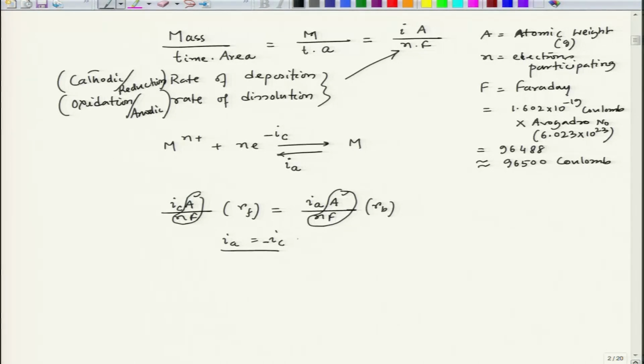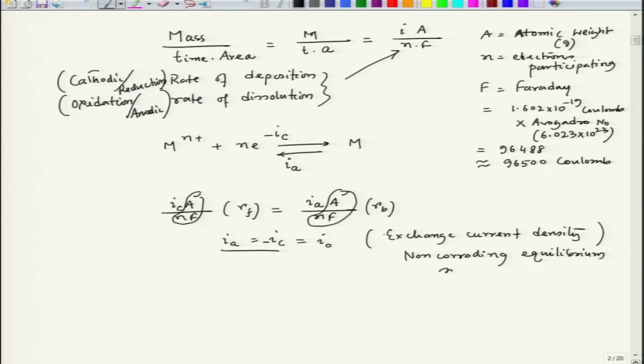And when this situation arises, we call it I0. And remember, this I0 is with respect to the situation where there is no net change in that particular process. In that reversible reaction, we do not have any net change. That means there is no net dissolution, there is no net deposition. So, we call I0 the exchange current density, with respect to the non-corroding equilibrium situation.